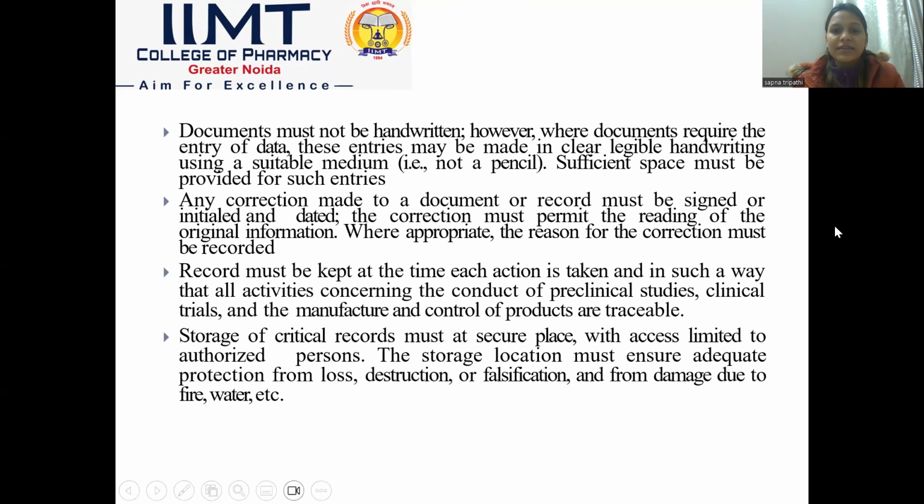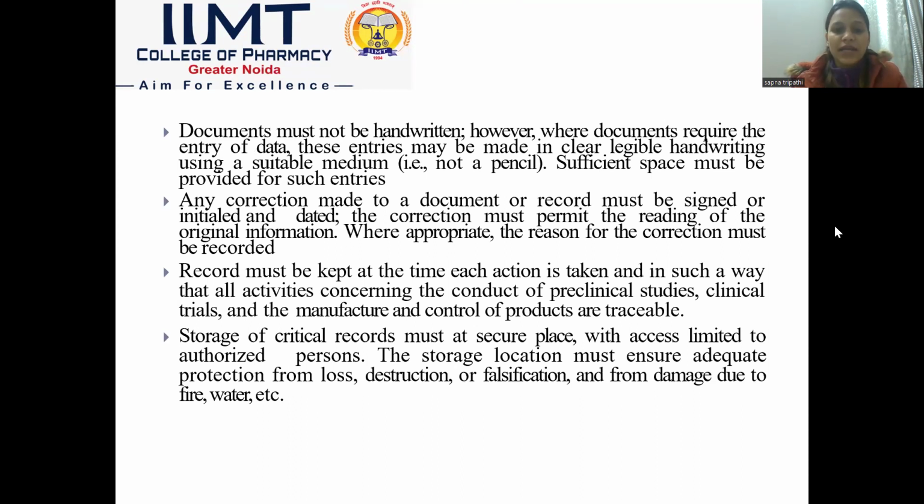Documents must not be handwritten. However, where documents require the entry of data, these entries may be made in clear, legible handwriting using a suitable medium but not a pencil. Sufficient space must be provided for such entries. Any correction made to a document or record must be signed or initialed and dated. The correction must permit the reading of the original information. Where appropriate, the reason for the correction must be recorded.